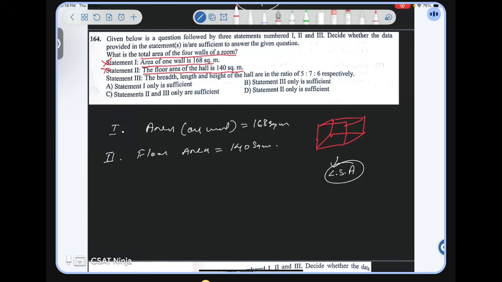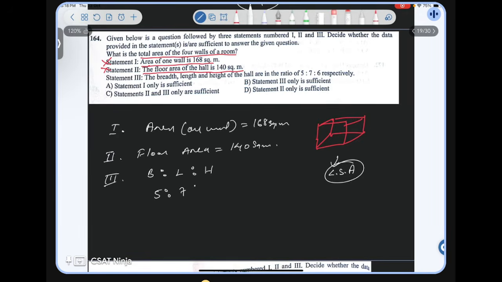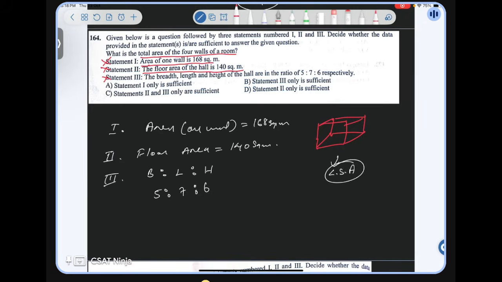Let us check statement number three. Statement number three says the breadth, length, and height are in a ratio of 5:7:6. Because of statement number three, I can understand that it is a cuboid. Why? Because in a cube, we don't have length, breadth, and height, we just have a side. But this alone is not sufficient to answer. So statement one is not enough, two is also not enough, and three is also not enough.